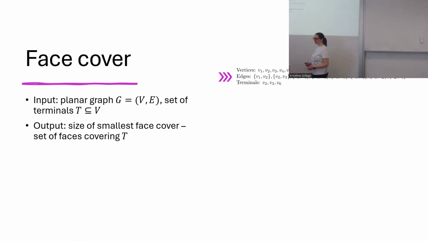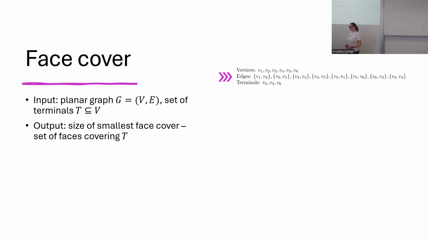So the face cover problem, we are given as input a planar graph, so just a graph as an abstract list of vertices and edges without an embedding, and we are given a set of terminals that is a subset of the vertices of the graph. And we are looking for the size of the smallest face cover, and the face cover is just a set of faces that covers all the terminals, where a face covers a terminal if the terminal is on the boundary of the face. So here is an example.